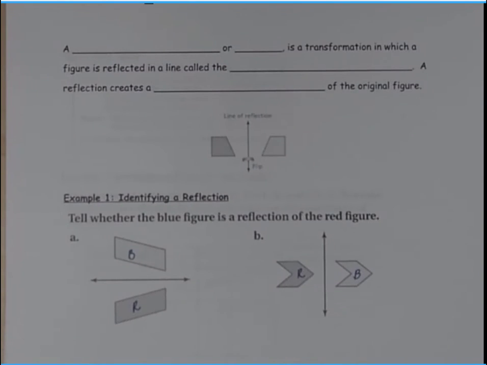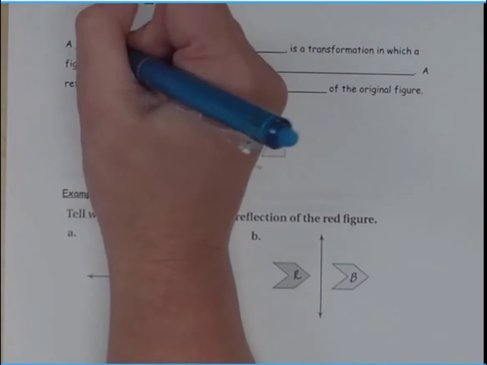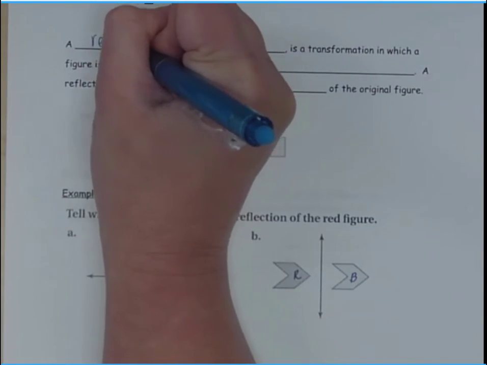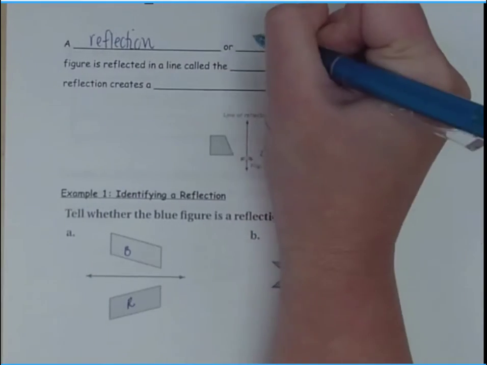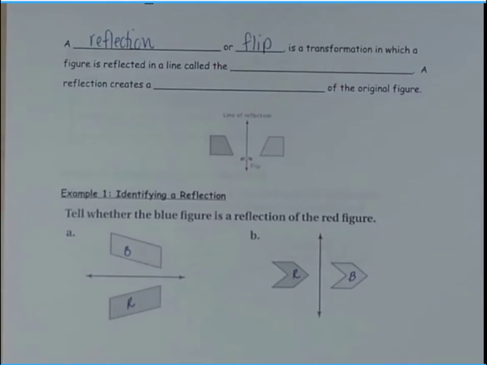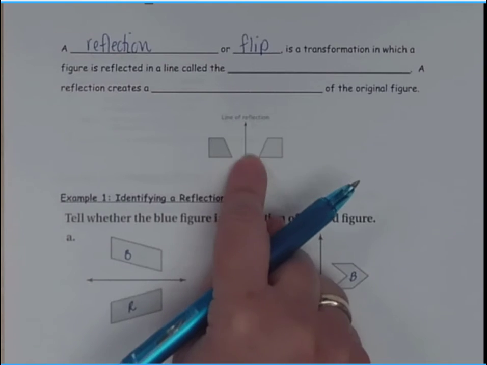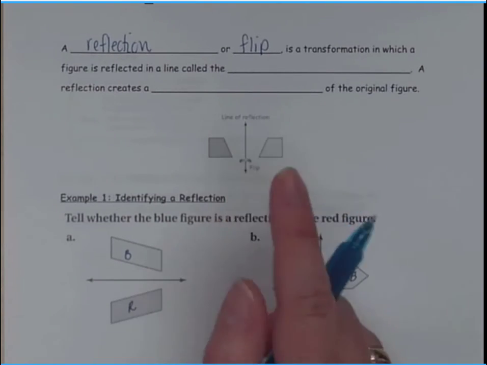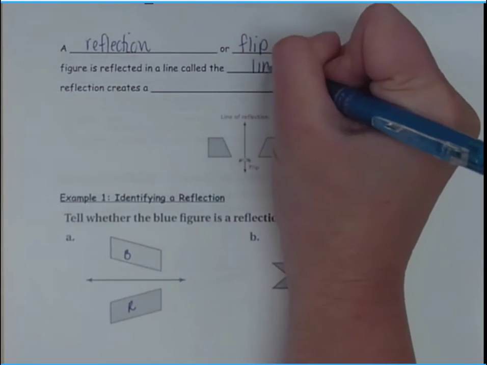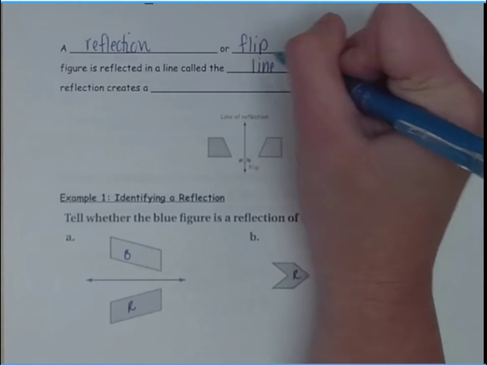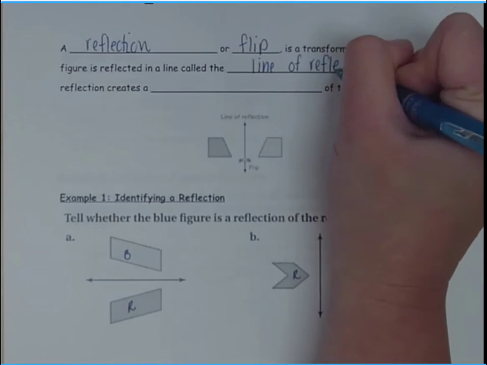Today we're going to take a look at a different transformation. Today we're going to look at a reflection. Now a reflection is really just a flip that is transformed over a figure in a reflected line. Now we call that line the line of reflection.